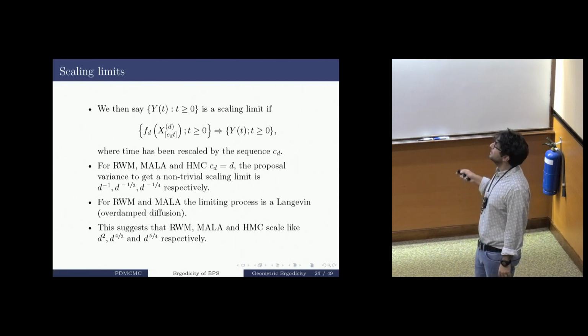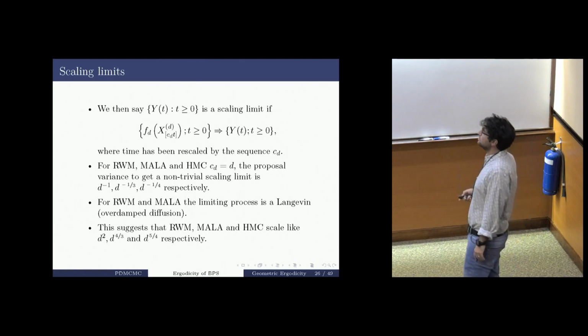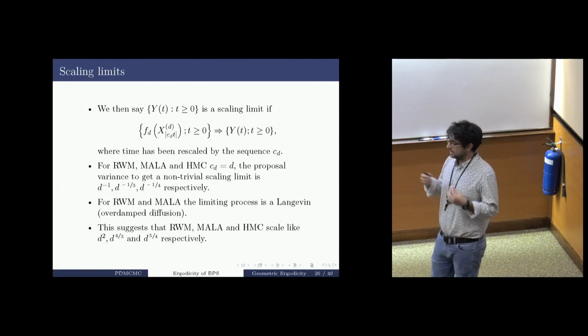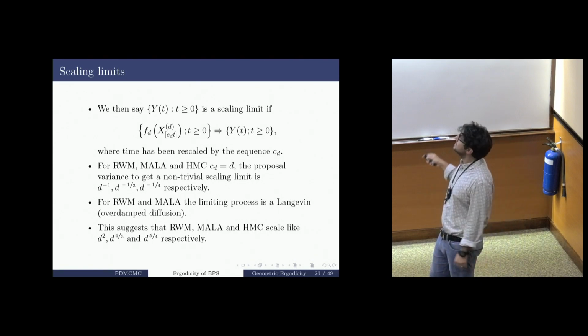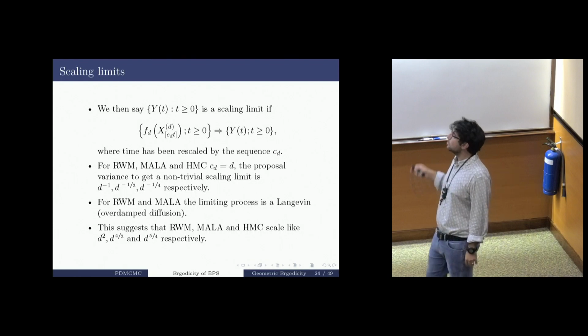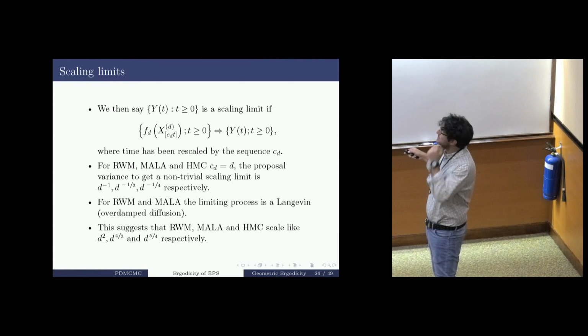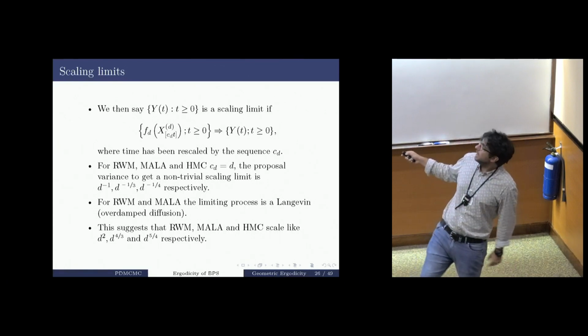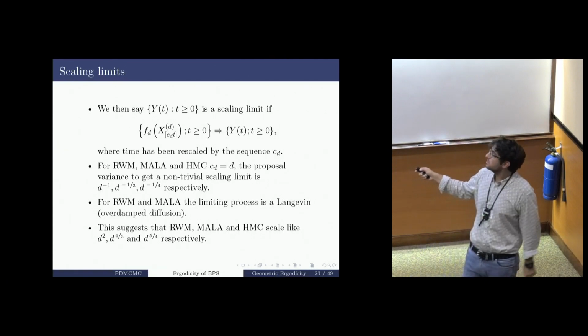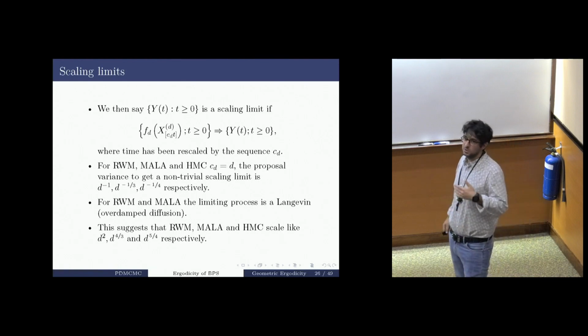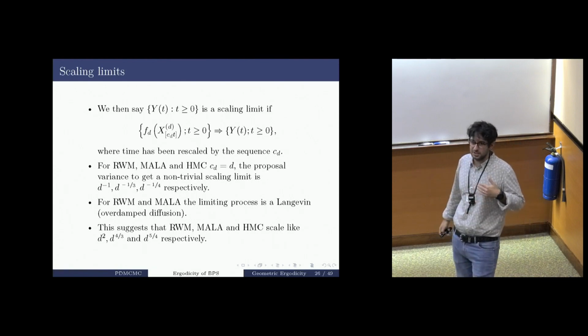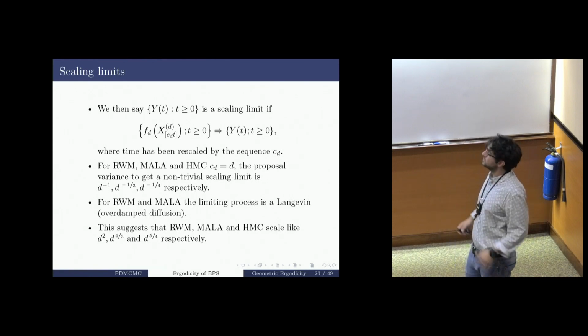Okay, so in the first two cases, the limiting process is the Langevin diffusion, and this suggests that the computational cost for these algorithms scales like d squared, d to the 4/3, d to the 5/4. The reason being that if you scale the variance of the proposal like 1 over d, you need roughly d steps to actually traverse kind of unit distance.